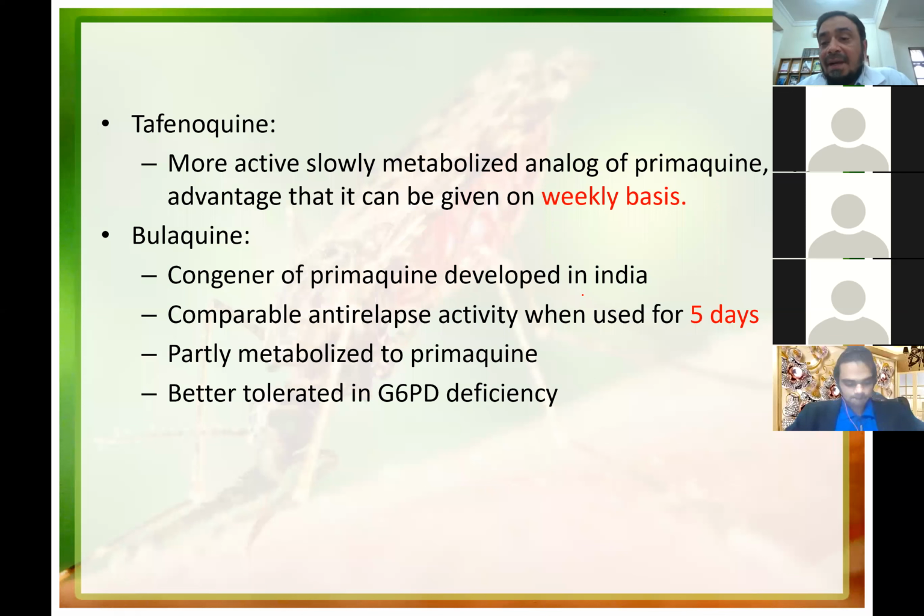That is why these 2 new drugs are important, that is tafenoquine and bulaquine. Tafenoquine has a very long half-life and it can be given on a weekly basis. 800 milligram can be given. Bulaquine is a drug which was synthesized in India for radical cure of vivax and ovale malaria. It is given in the dose of 25 milligram for 5 days. So the duration of therapy reduces from 14 days to 5 days when we are using bulaquine.